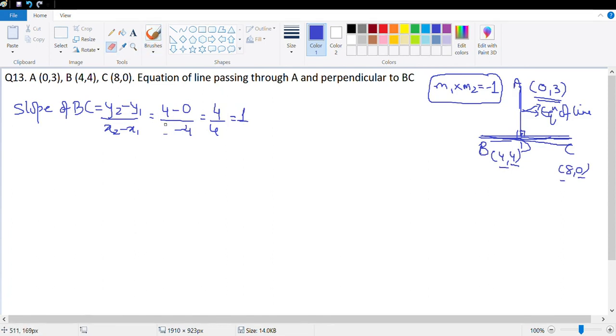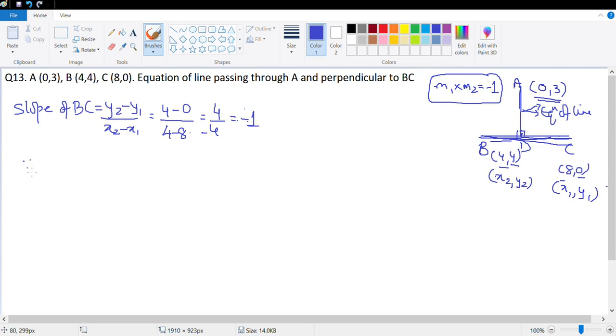In this case, this is not 8 minus 4, but 4 minus 8. Let's look at this once again. I have taken 4, this as (x2, y2), and I have taken this as (x1, y1). Let's look at this. 4 minus 0, y2 minus y1, and x2 minus x1. Perfect. So then the slope is 4 upon negative 4, which means this is equal to negative 1.